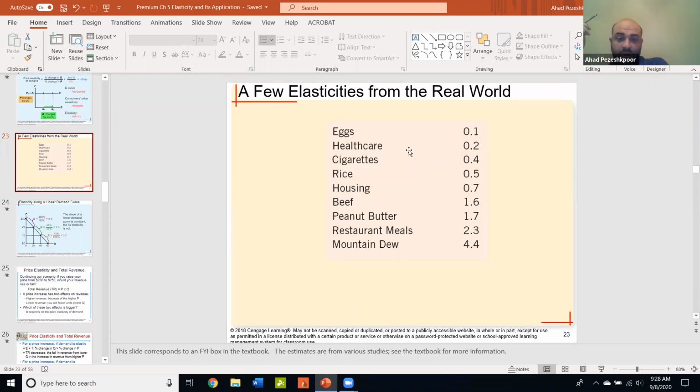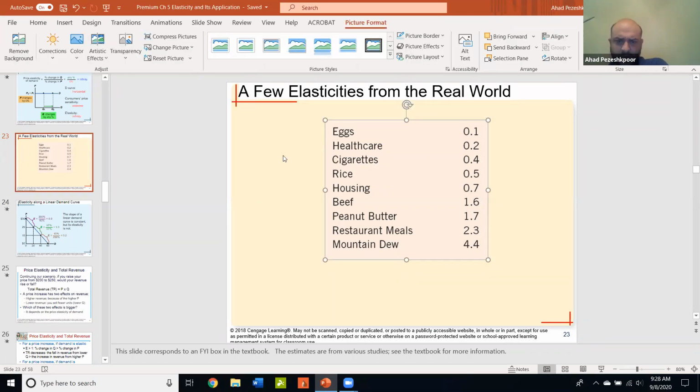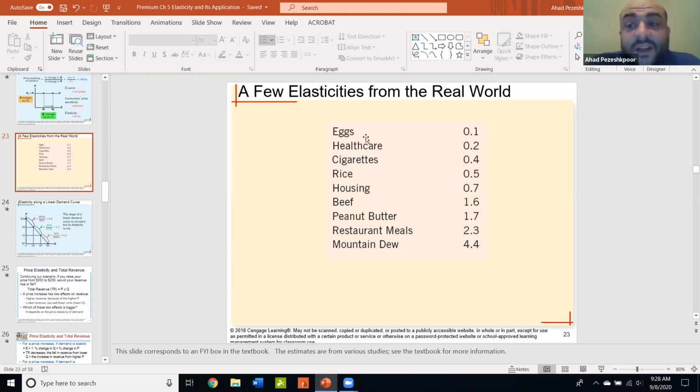Now, a few elasticities from the real world, as you can see in here as well. In America, eggs are really inelastic. Why? Because they're a huge part of the diet for low-income people, people without high income. They have to consume eggs, so they cannot really respond to changes in price. Healthcare, again, very inelastic. People need it to survive.